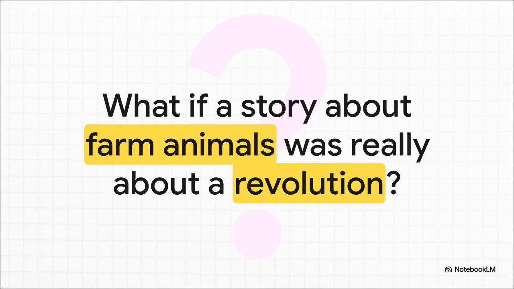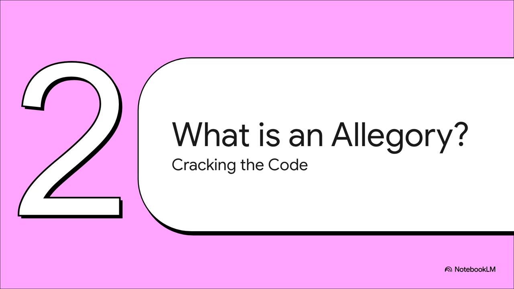That's exactly what George Orwell did in his classic book, Animal Farm. It looks like a fable about pigs and horses, but underneath it all, it's the brutal, true story of the Russian Revolution. So how on earth did he pull that off? Well, it all comes down to one really powerful literary device. And that device is called an allegory. This is the master key that unlocks the hidden meaning not just in Animal Farm, but in tons of stories you've probably already seen or read.